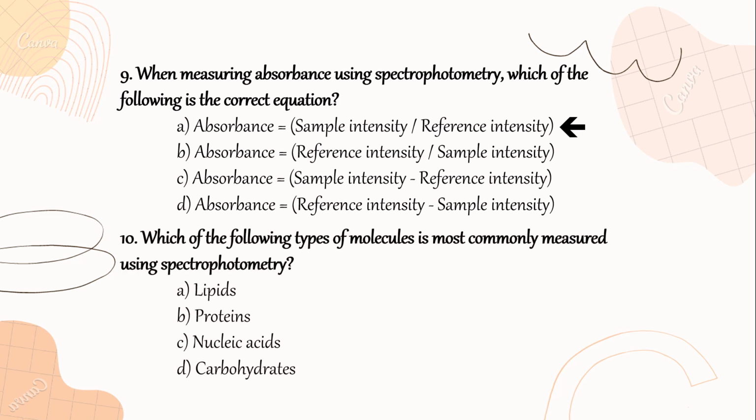Number 10. Which of the following types of molecules is most commonly measured using spectrophotometry? A. Lipids. B. Proteins. C. Nucleic acids. And D. Carbohydrates. The correct answer is C. Nucleic acids.